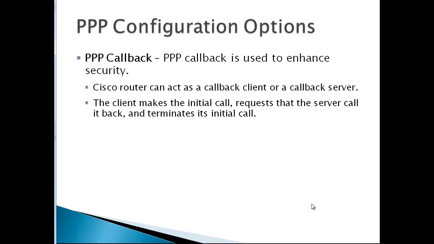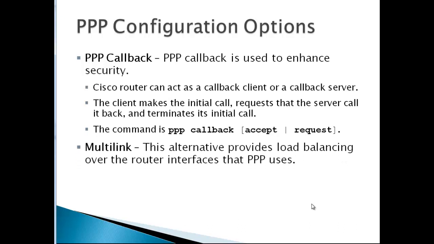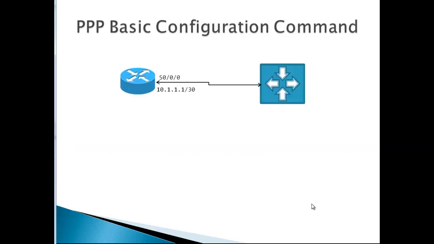It's a great security. I phone you, I hang up, I request for you to phone me, then I hang up, and if you phone me, then I know that you know my number, and this is a great enhancement on our security. The command for that is PPP callback, accept or request. Then multi-link. This alternative provides load balancing over the router interfaces that PPP uses.